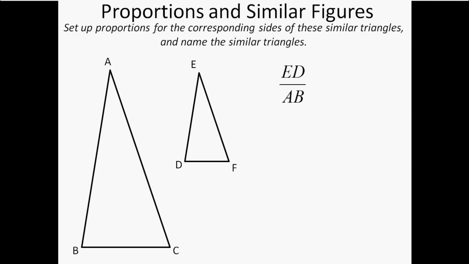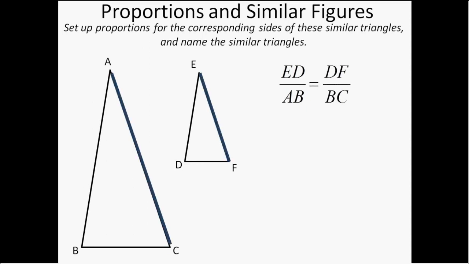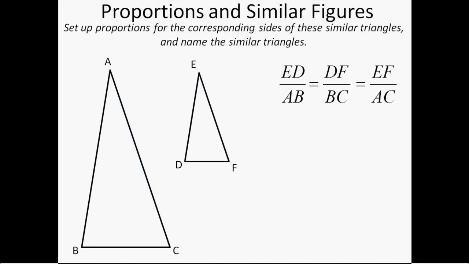Do you see how ED is up top and AB is on the bottom as we set up our corresponding sides? Then, do you see how DF will correspond with BC? And side EF will correspond with AC. Also, we can look at the angles. Angle A will correspond with angle E. They'll have the same measurement. That's why they're marked in the same way.